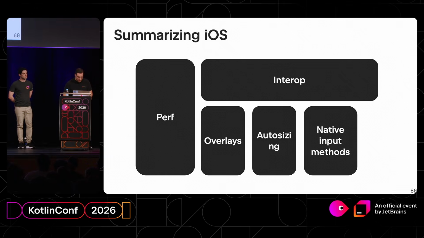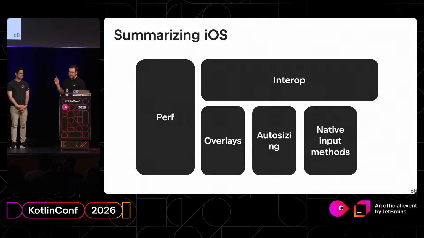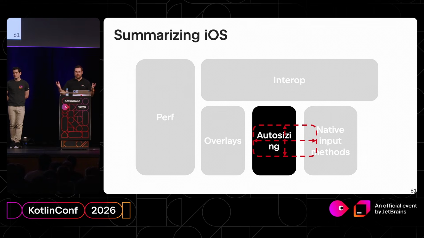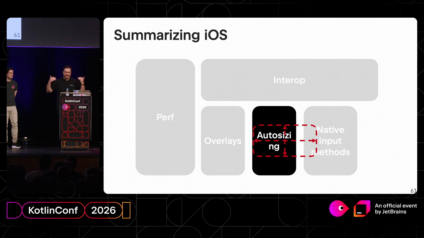Right. So we've seen that on iOS, we're investing in performance, and we're investing in interoperability. We've seen overlays, and we've seen native input methods. There is one thing here that, quite frankly, doesn't really look right yet, which is auto-sizing. And that's one more story regarding the interop views. Because iOS native views have the concept of an intrinsic size. I think it kind of makes sense, right? If you're a text label, you probably know how you want to be laid out.